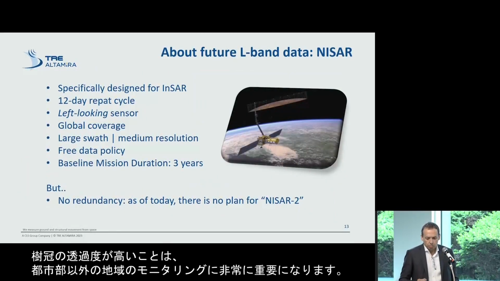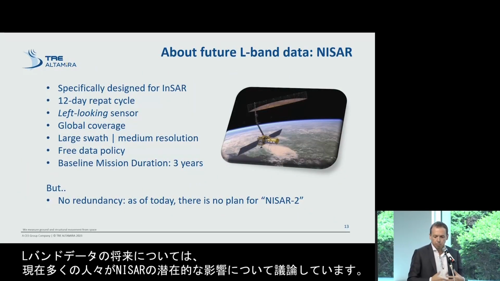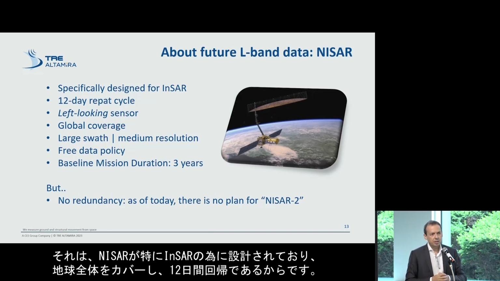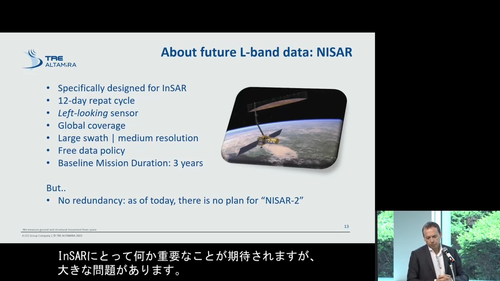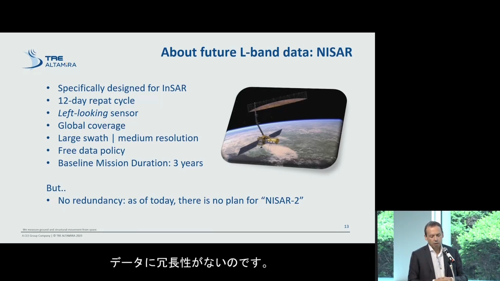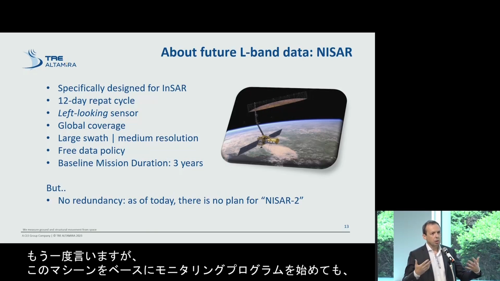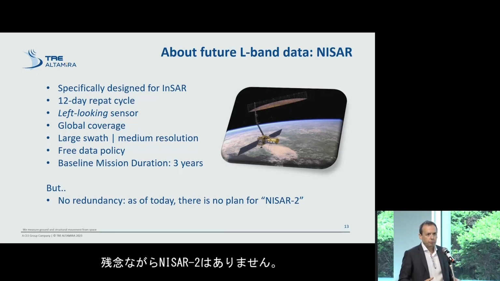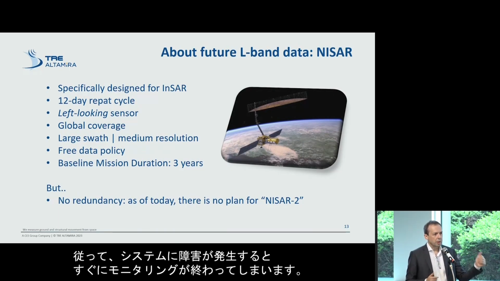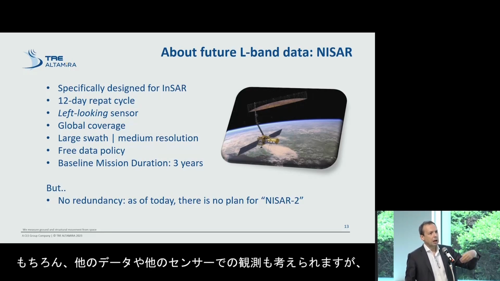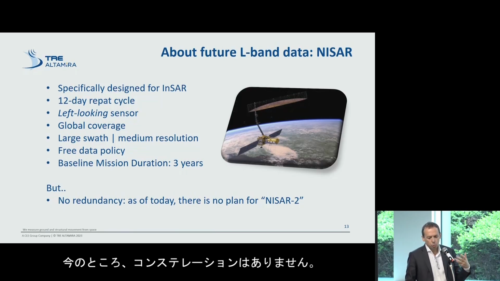canopy. So in terms of future of L-band data, many people are now discussing the potential impact of InSAR because it's specifically designed for InSAR, global coverage, 12-day repeat cycle. So we expect something important for InSAR, but there is a big but. There is no redundancy of the data. Once again, if you start a monitoring program based on this machine, unfortunately, there is no InSAR-2. So as soon as you have a failure in the system, the monitoring is done. So, of course, you can think about tasking other data, other sensors, but so far, we don't have a constellation.